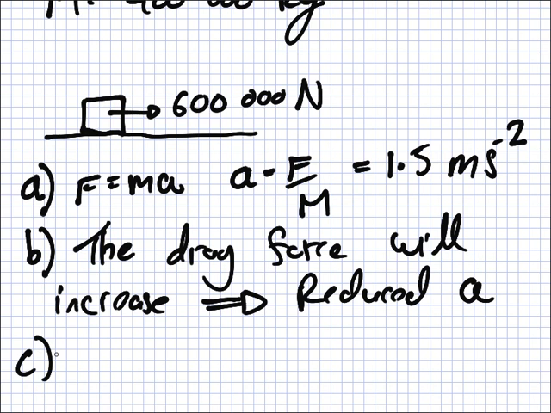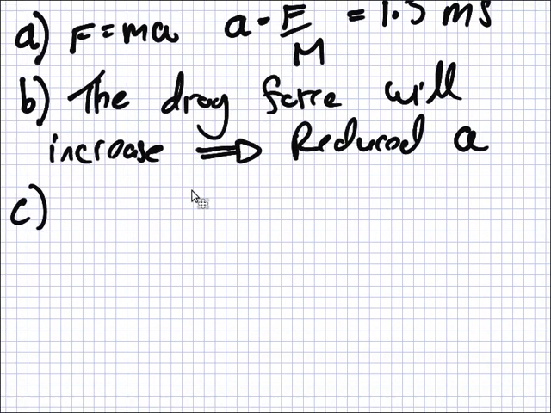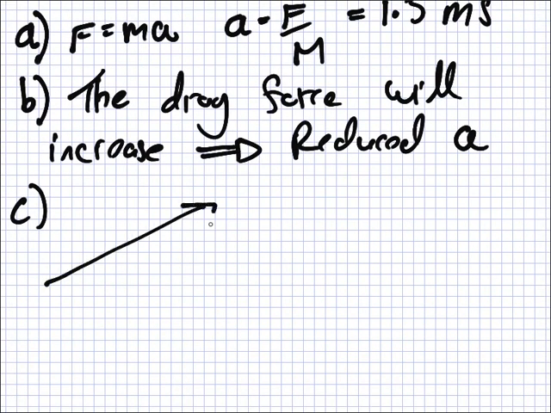Shortly after taking off, the aircraft climbs on a straight line path of slope 10 degrees to the horizontal. So it's going up in the air like this at 10 degrees, at a constant speed of 75 meters per second as shown in the diagram. Okay, so it's taken off. Calculate the height gained per second.